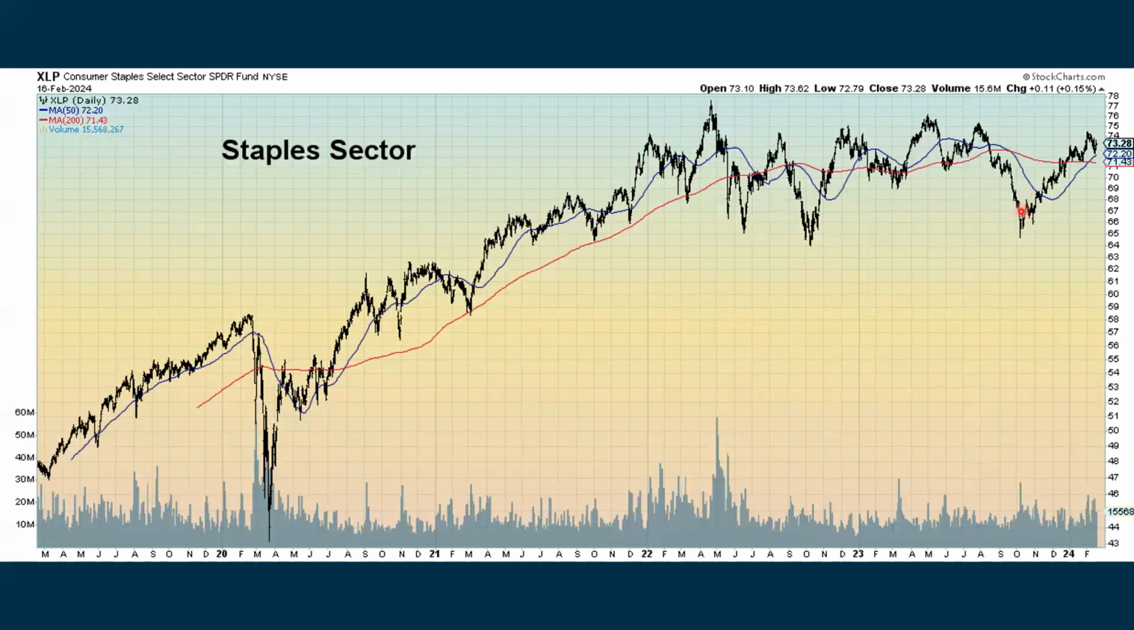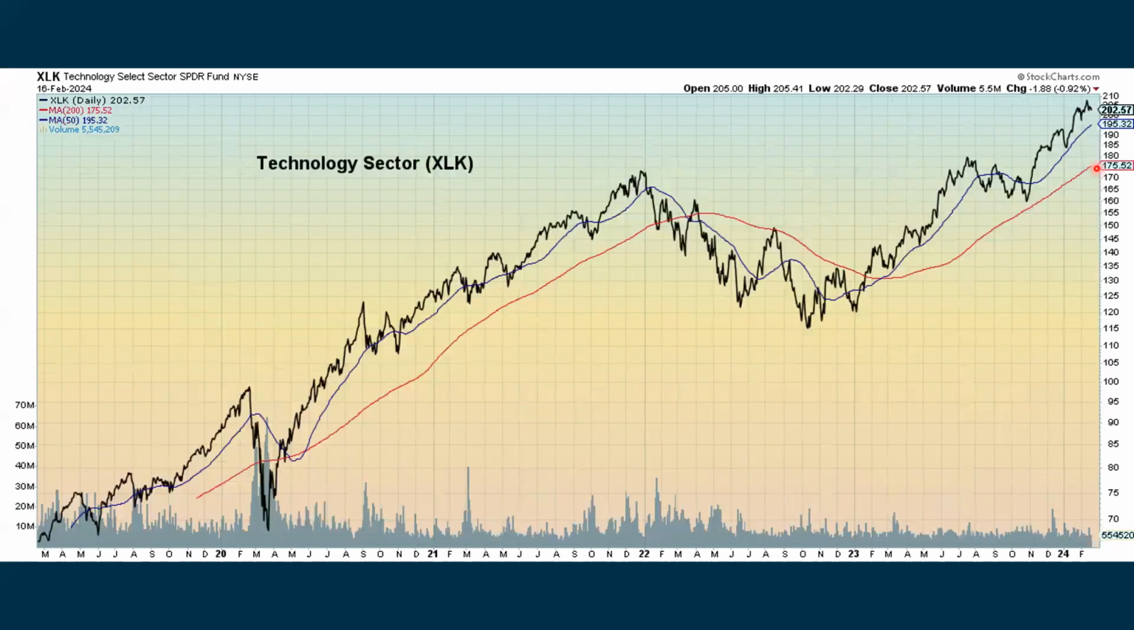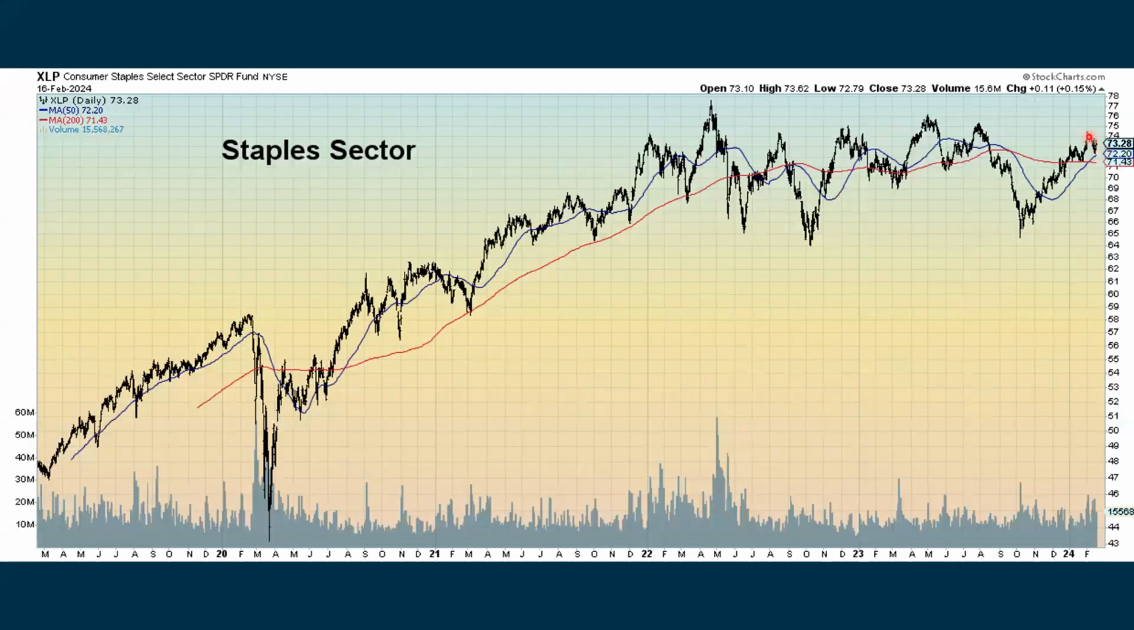The staples sector, which you'd think would be doing weaker if the economy was actually improving, since we bottomed here back in September, October, it's been really in a solid uptrend, and we're seeing a recent golden cross here. But lately, over the past few sessions, since the beginning of February, it has been pulling back.